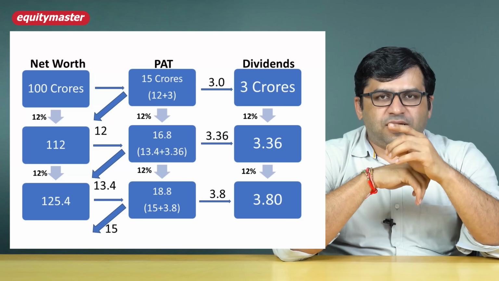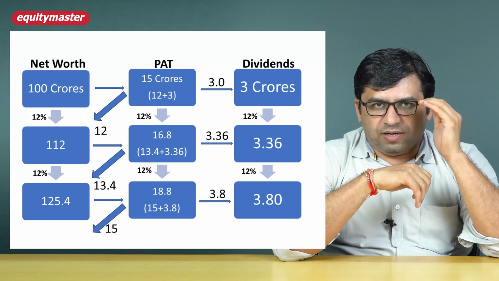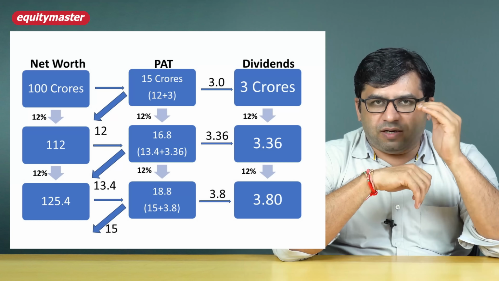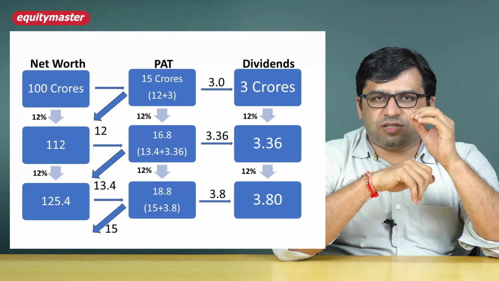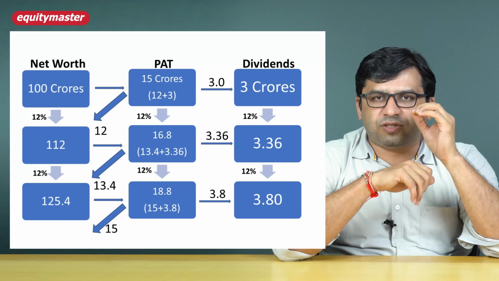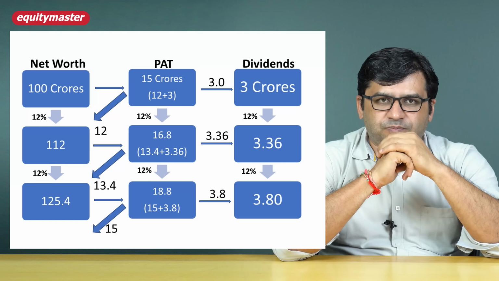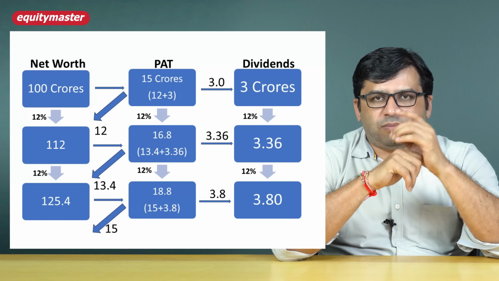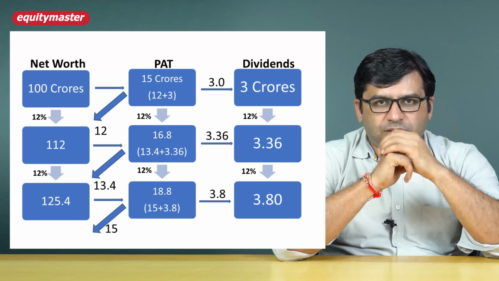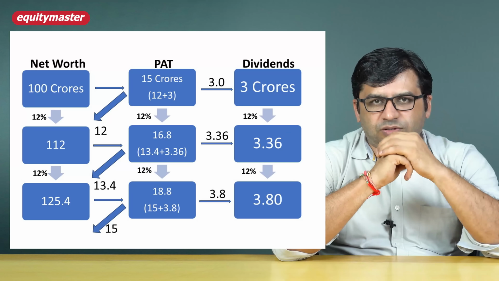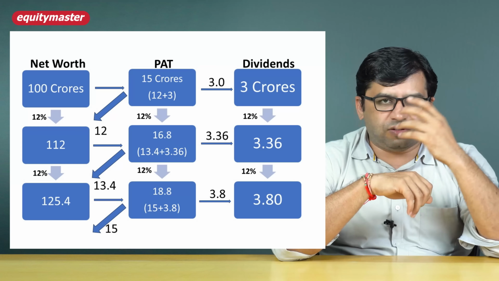If we go vertically, net worth has gone up from rupees 100 crores to rupees 112 crores to rupees 125.4 crores, and so on. This growth each year is 12% because we need to invest more if we need to grow profits also by 12%. Coming to the second column, PAT in the first year is rupees 15 crores, which grows by 12% to rupees 16.8 crores, which again grows by 12% to become rupees 18.8 crores in the third year.